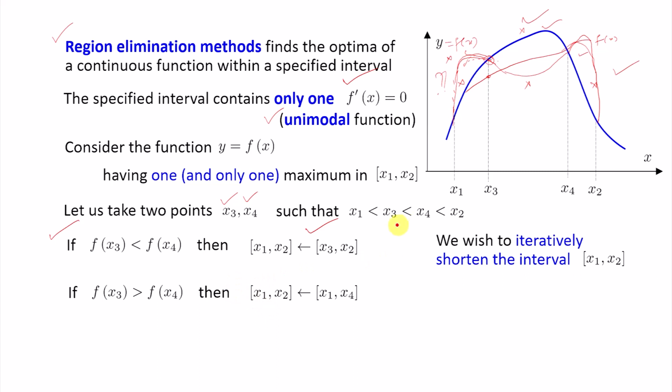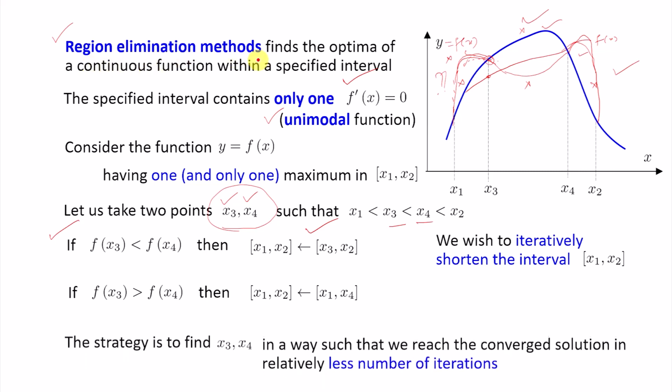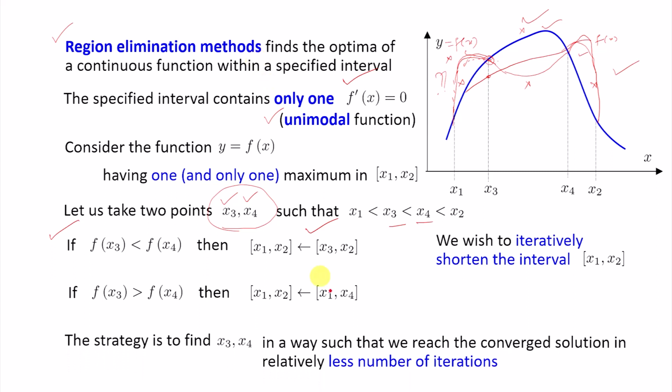Now we can see that if we have these x3, x4 points, how we can reduce the interval methodically. But the question now comes: how are we going to get these points x3, x4 in a systematic manner? The algorithm we have just discussed is the general algorithm of region elimination methods. Based on that, there are many different ideas, and every idea comes with a different strategy to find x3 and x4.